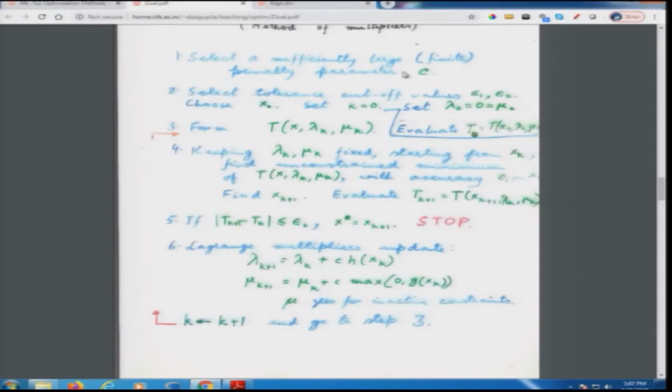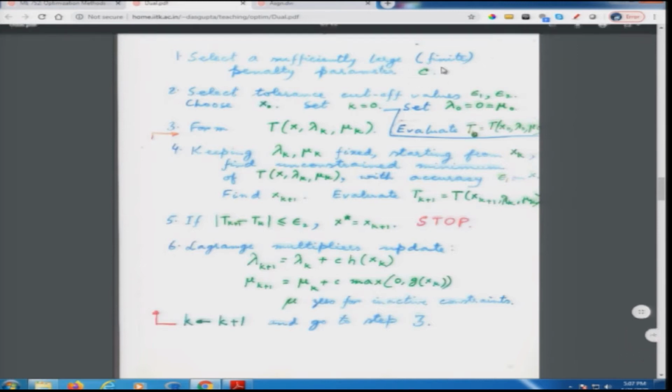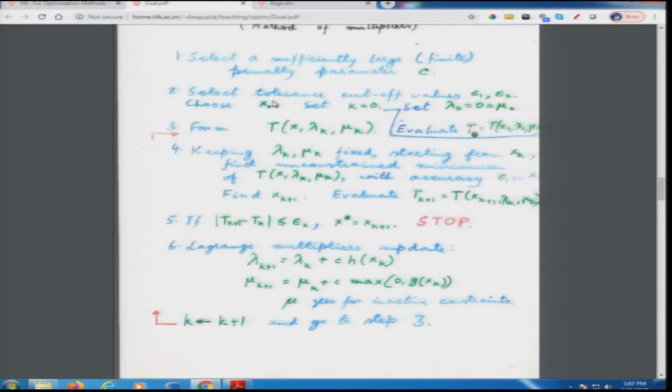You select a sufficiently large, but finite, not too large penalty parameter. As I told you, 10, 15, 7, 5 quite often is found to be an all right value of the penalty parameter. With that we will stay, we will not increase it later. Select tolerance cutoffs epsilon 1, epsilon 2 for two different purposes, we will see where. So, these are two small positive numbers.